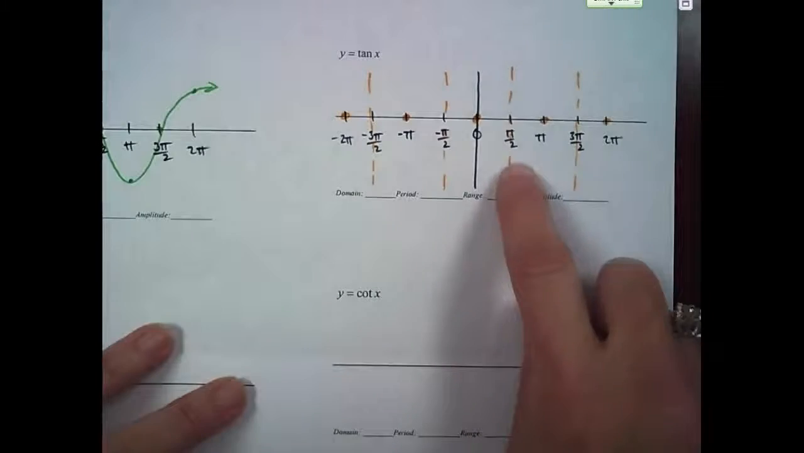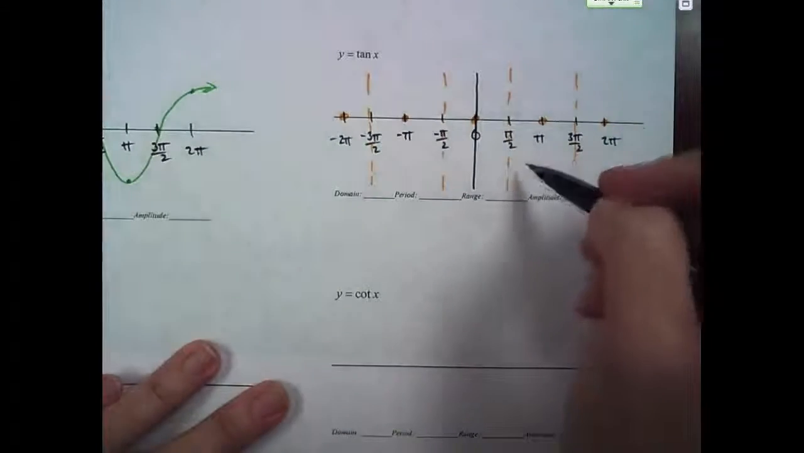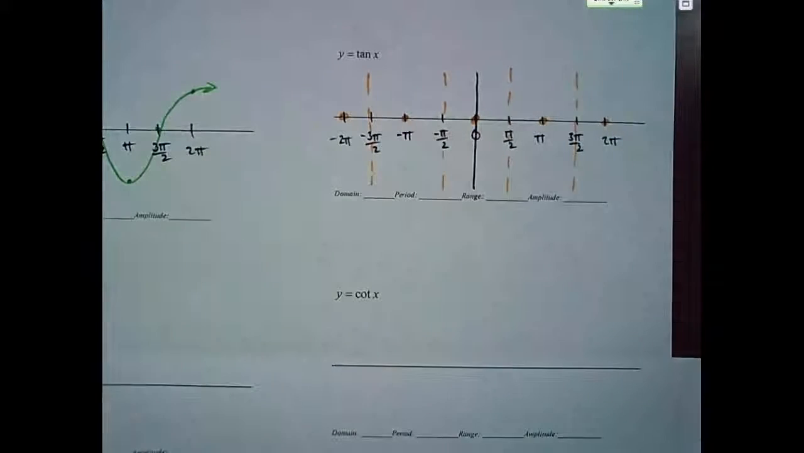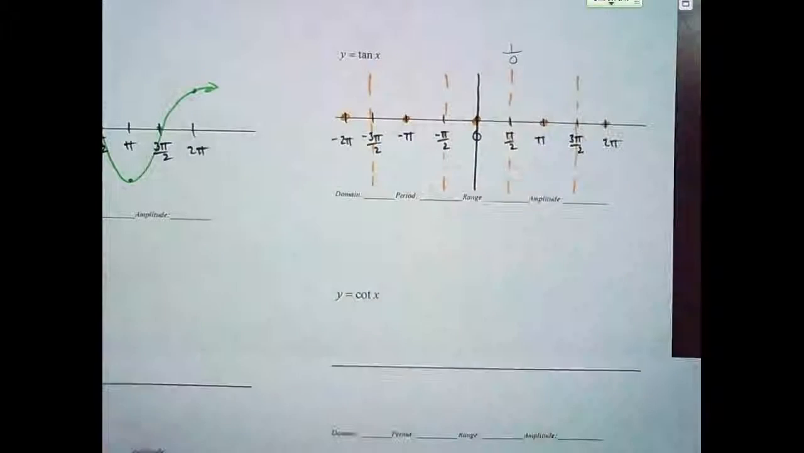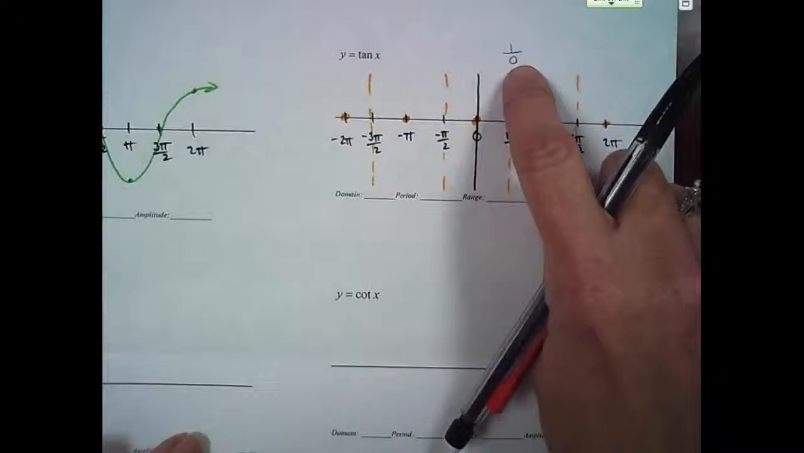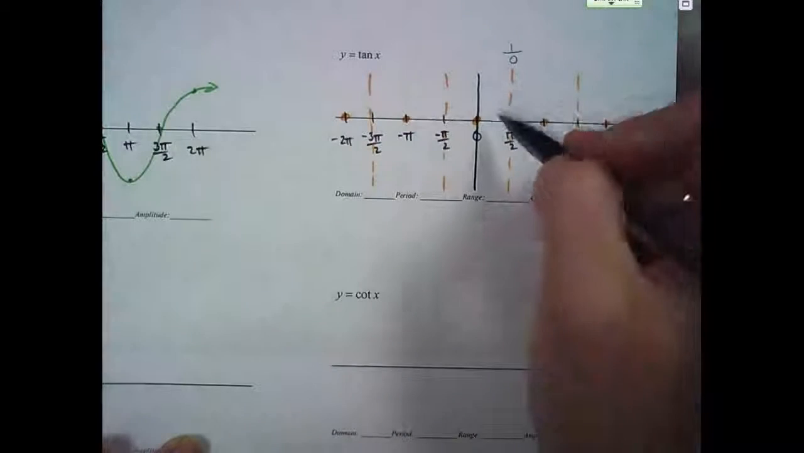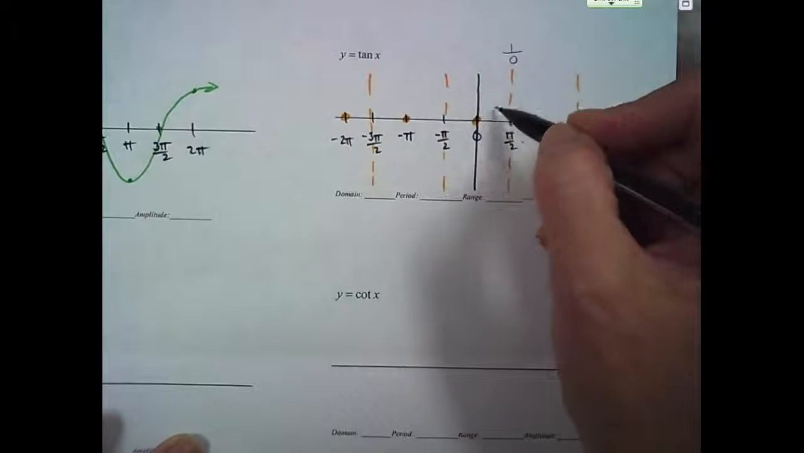I don't know what you guys remember about an asymptote, but at this spot, at pi over 2, we have 1 divided by 0. And you're not allowed to divide by 0. So that spot won't have a point. It's undefined, right? The denominator can't be 0. So what happens is your graph is going to get closer and closer to this point.